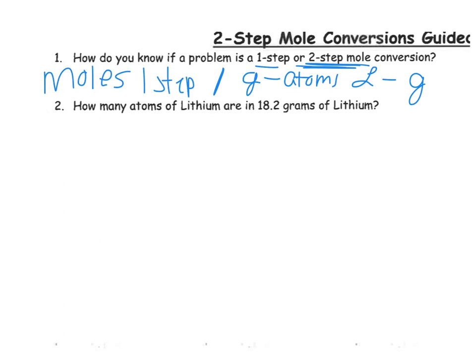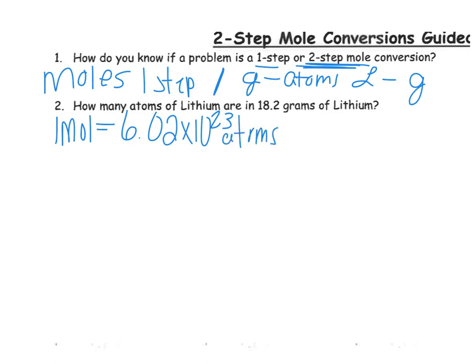Now, just a reminder, one mole of anything is equal to 6.02 times 10 to the 23rd atoms. 6.02 times 10 to the 23rd atoms equals 22.4 liters. It's also equal to grams of molar mass.